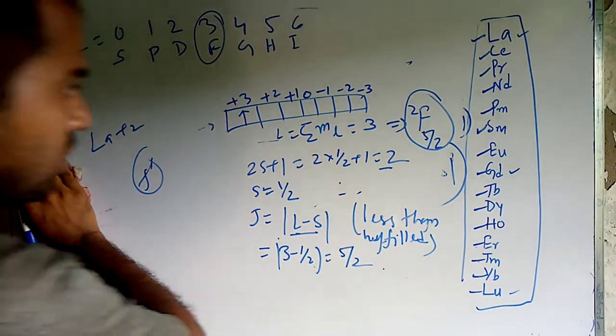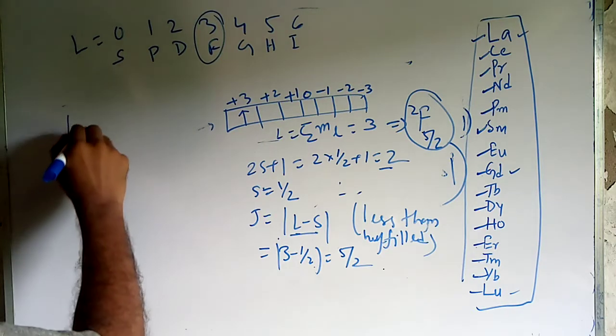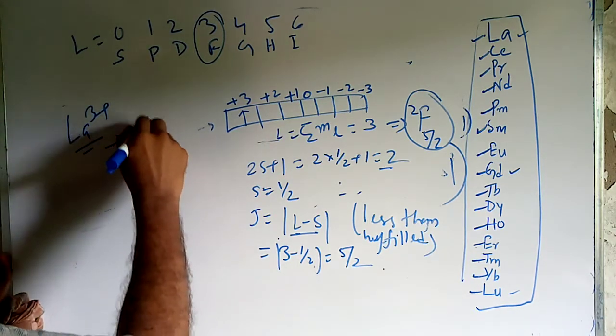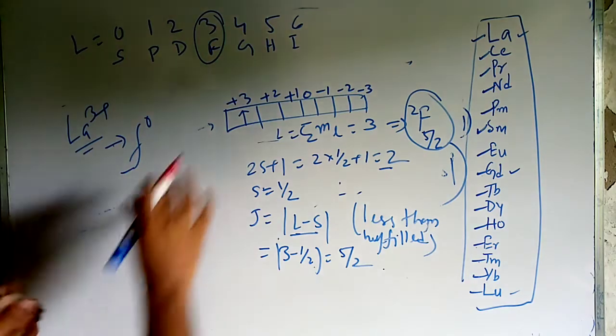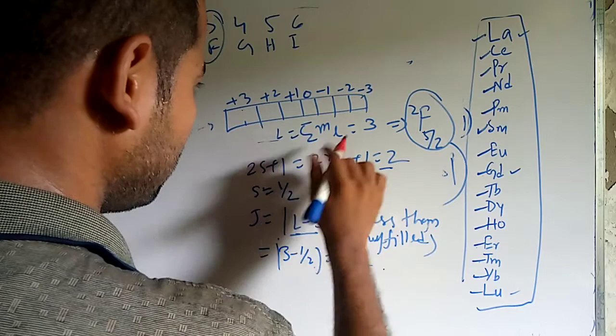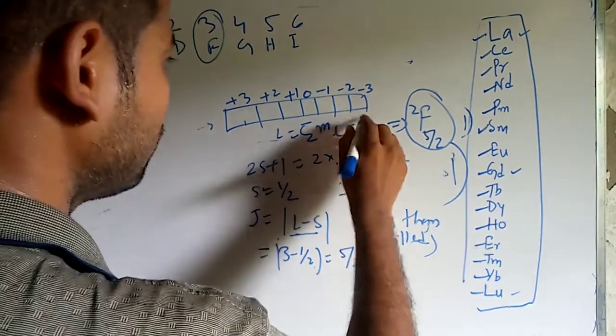If we consider lanthanum 3 plus, this is the electronic configuration: f0, no electron present. There is no unpaired electron, so 2S+1 is 1, and L equals 0.